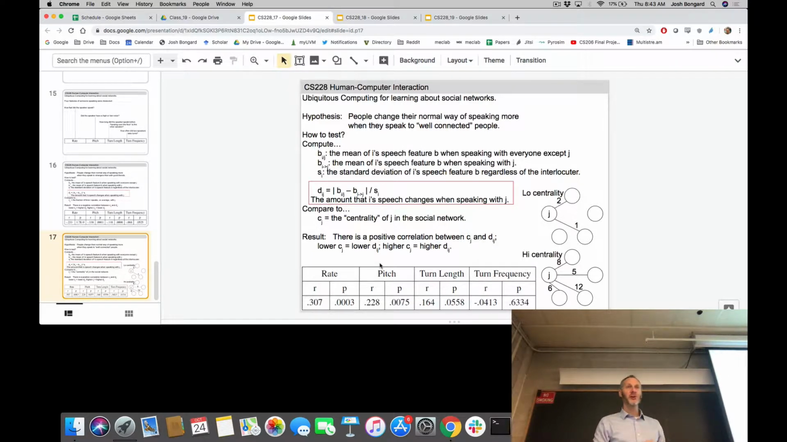Thinking carefully also about social context here. Who is speaking with whom? Are they in the same classroom? Are they speaking mostly indoors and outdoors? Lots of interesting ideas here about how to apply ubiquitous computing.